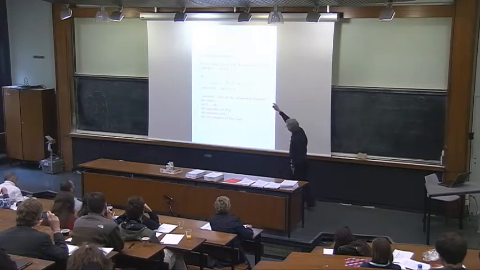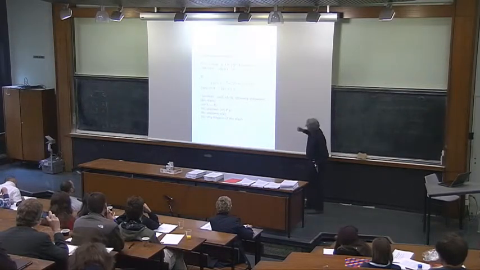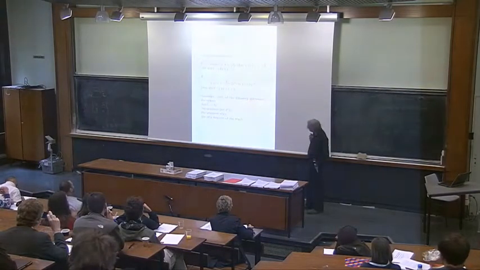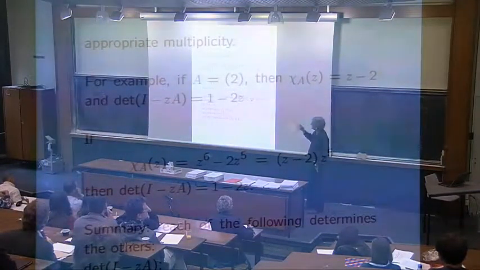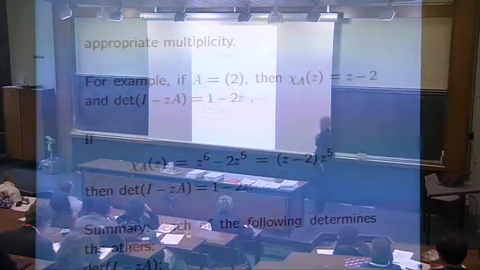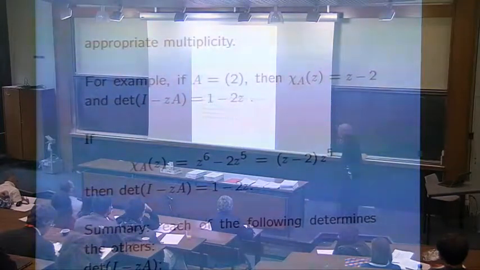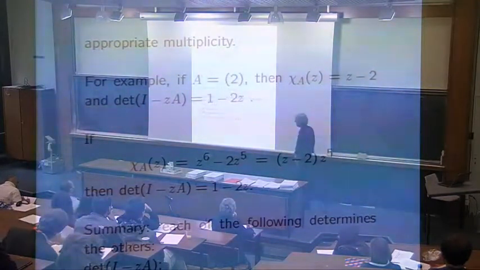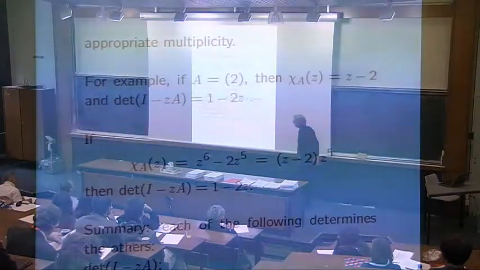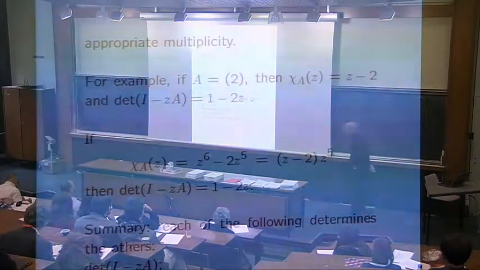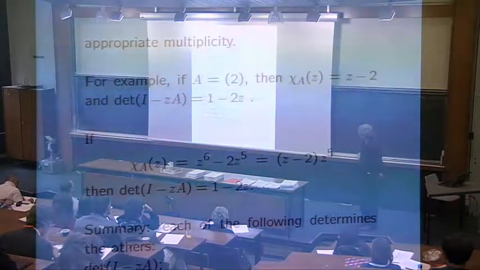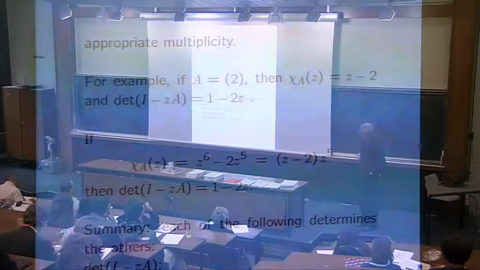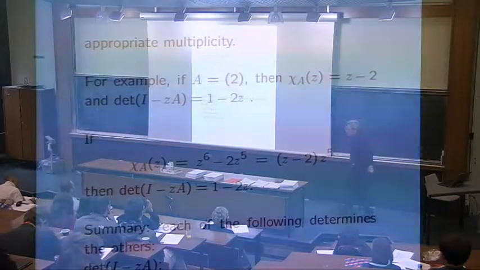Let's look at an example. If A is a 1 by 1 matrix 2, the characteristic polynomial is z minus 2, and the determinant of I minus EA is 1 minus 2z. If the characteristic polynomial is z to the 6th minus 2z to the 5th, that's z minus 2 times z to the 5th. Z to the 5th plays no role. The determinant of I minus EA is 1 minus 2z.